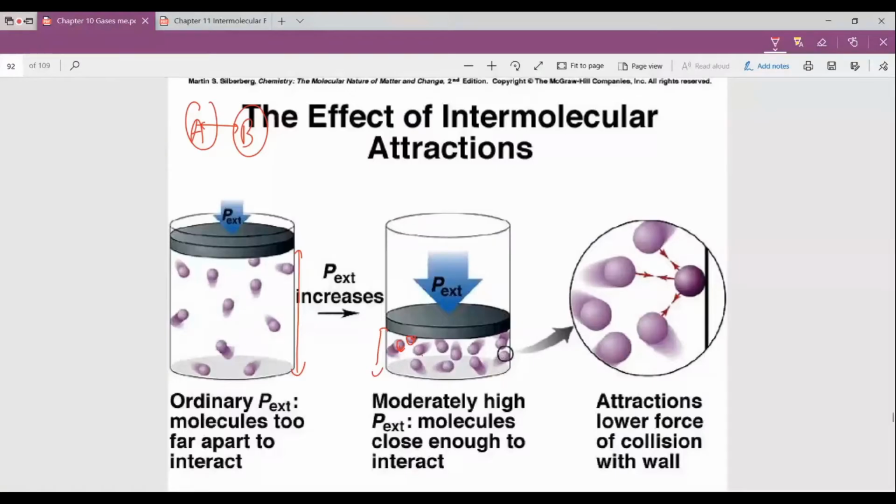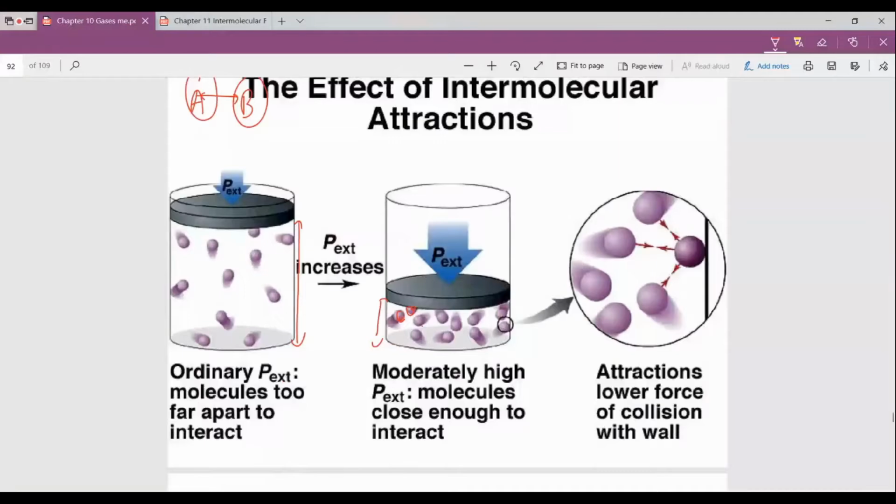So for the applied pressure of the real gas, they have the attraction force. We need to consider the attraction force. This is the attraction force between molecule and molecule.